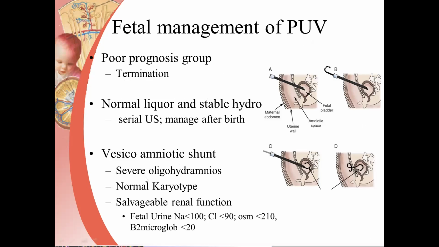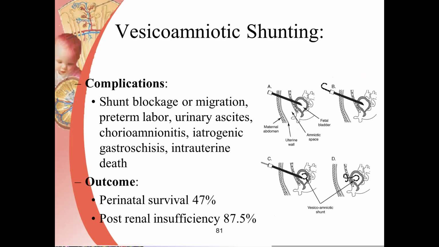But there is an intermediate group where there is a severe oligohydramnios, but there is a normal karyotype and favorable renal parameters. Salvageable kidney function means fetal urine sampling shows sodium less than 100, chloride less than 90, osmolality less than 210, then beta 2 microglobulin less than 20. So when these factors are present, they can go for what is known as a vesicoamniotic shunt, also known as a Rodeck shunt. So this shunt is placed between the amniotic fluid and the bladder, and they can get relieved of the oligohydramnios and the lung abnormalities. Nowadays, fetoscopic valve ablation can also be done. So that is about vesicoamniotic shunt. The complications are shunt blockage, migration, preterm labor, urinary ascites, all those things, then issues to survival.